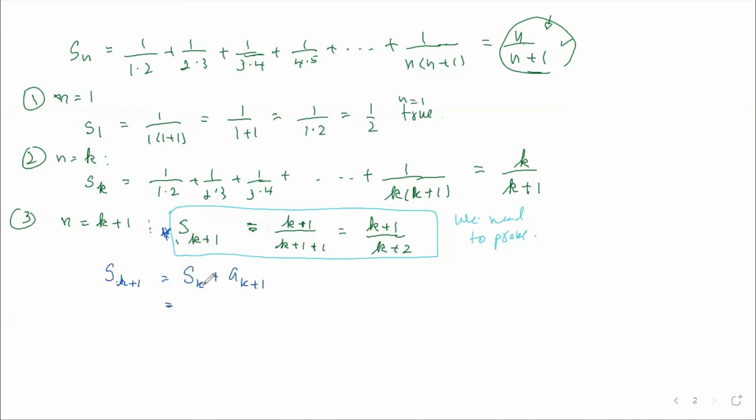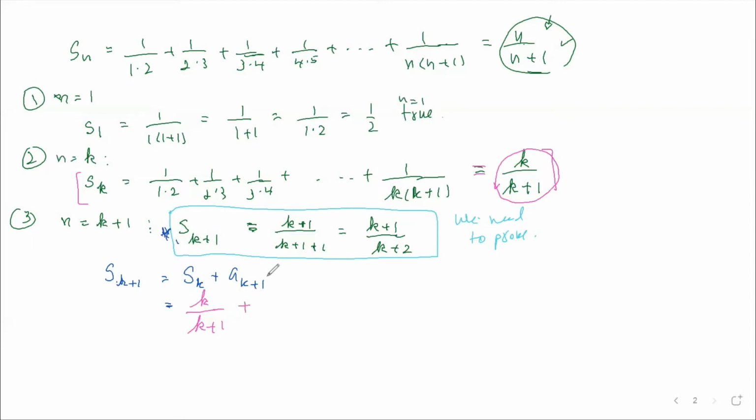Then you can see S sub k is what? S sub k means the whole thing here, right? So S sub k equals 1 over 1 times 2 plus 2 times 3 plus 3 times 4 and so on, until the last term, 1 over k times k plus 1. That means S sub k equals this thing, so I just replace this one in here, and it becomes k over k plus 1.